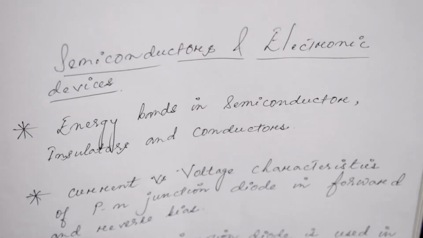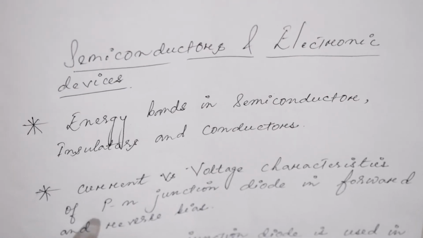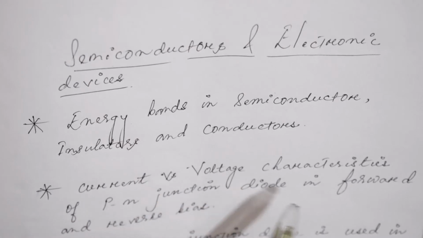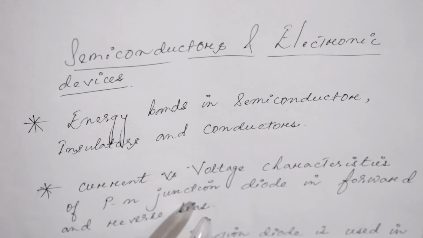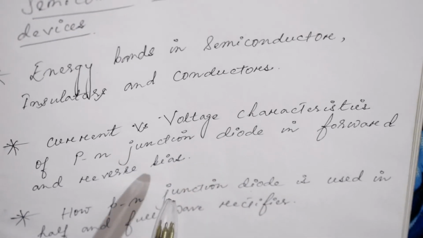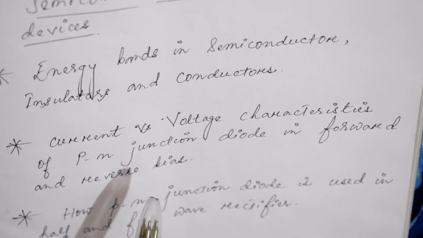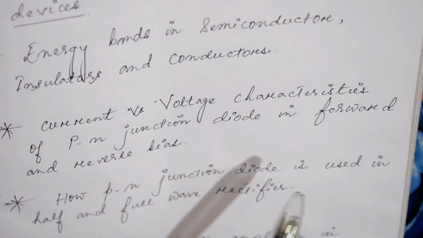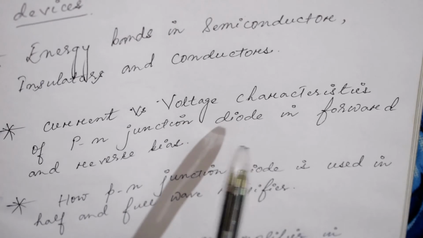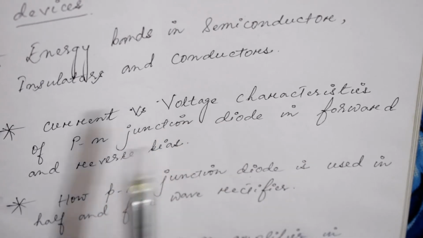The next topic which is important is current versus voltage characteristics, that is IV characteristics of a PN junction diode, along with the working of a PN junction diode, that is the biasing of a PN junction diode when it is forward biased and reverse biased. Okay, when a PN junction is forward biased and reverse biased, the current versus voltage characteristics along with the graph, you'll have to see this topic.